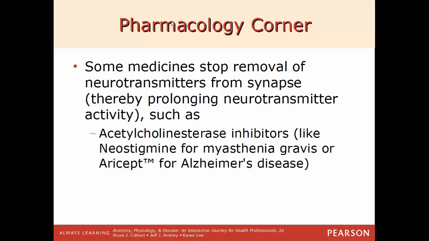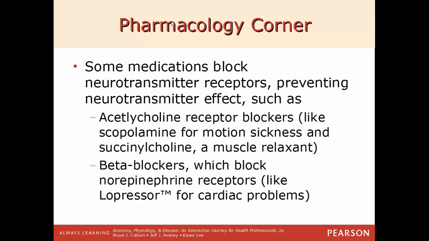Acetylcholinesterase inhibitors, such as neostigmine for myasthenia gravis or Aricept for Alzheimer's, also act to stop the removal of these neurotransmitters, so the concentrations will go up and their effect will last longer. And some medications will completely block neurotransmitter receptors, preventing the neurotransmitter from even having any effect at all, such as acetylcholine receptor blockers for motion sickness and muscle relaxation, and beta blockers, which block norepinephrine receptors. If these receptors are blocked, then they can't work. You don't develop motion sickness if you don't get the sense that you are moving. Your heart rate won't be as fast if your heart isn't told to contract.